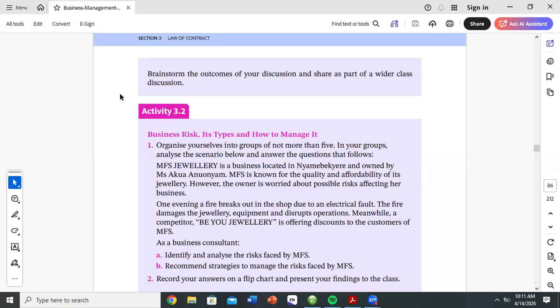Okay, so B, recommend strategies to manage the risk. Recommend the strategies to manage the risk faced by MFS. So here the strategies will be what we discussed under. Yes, Ethan, you want to add something?